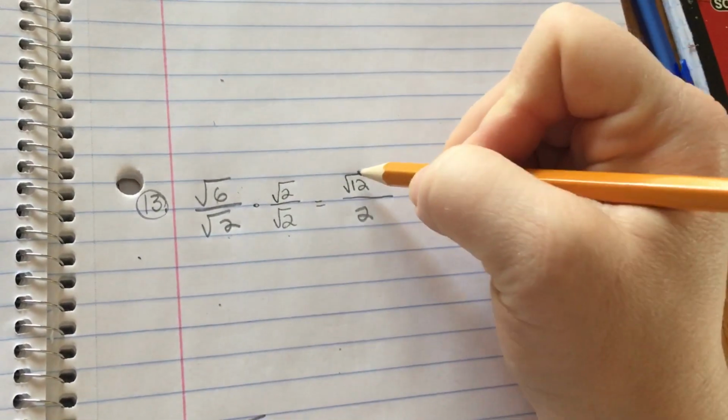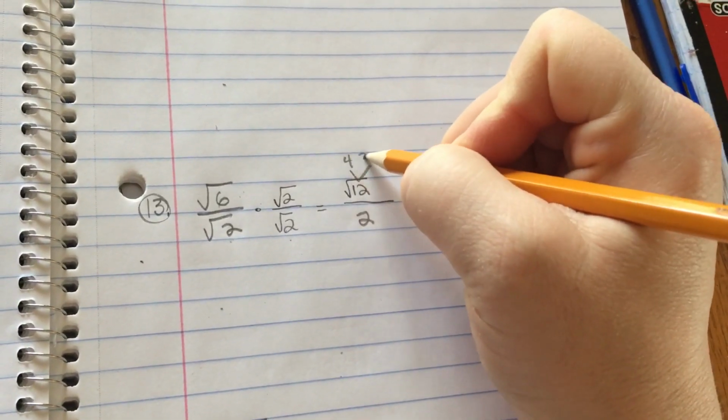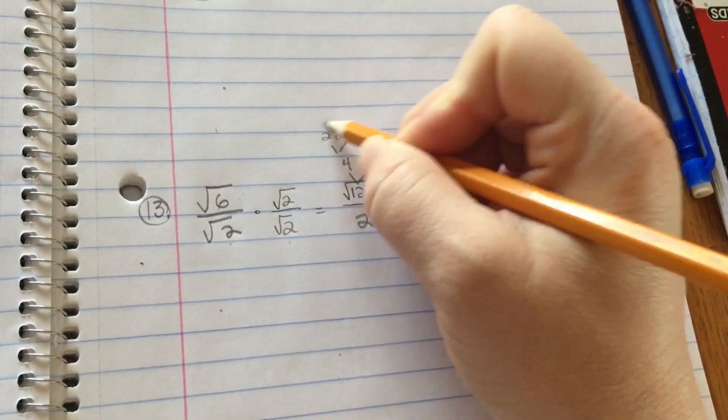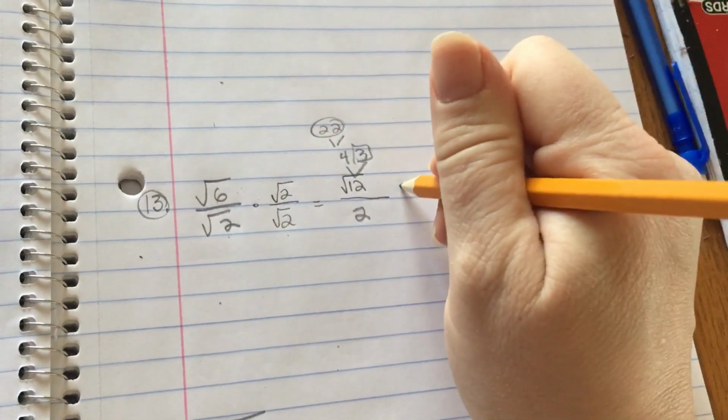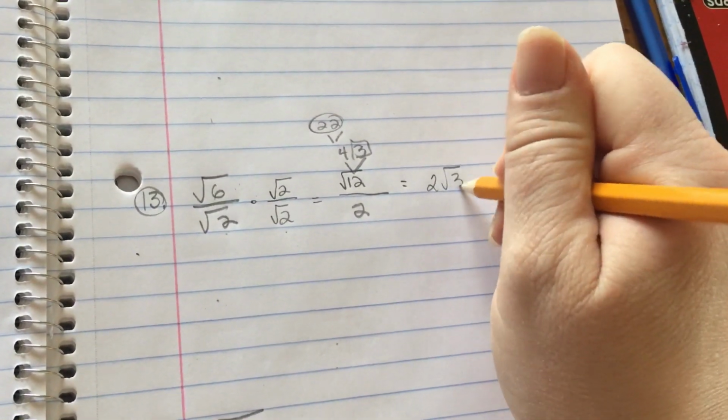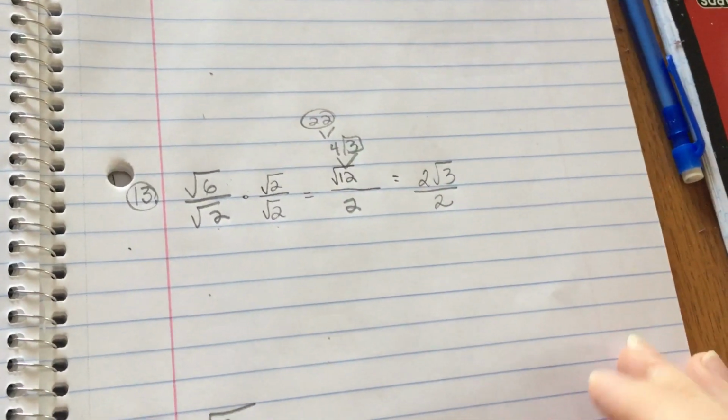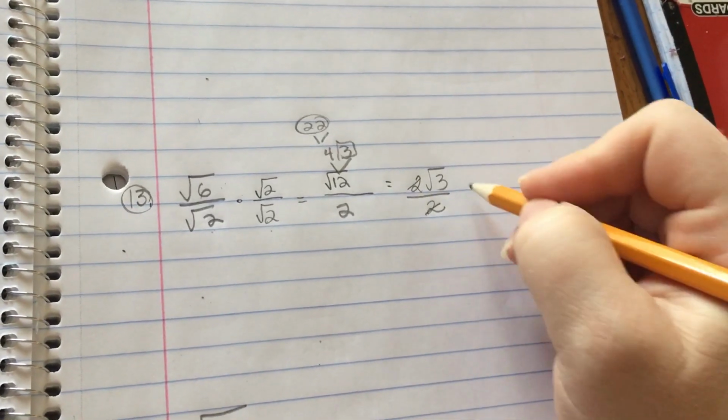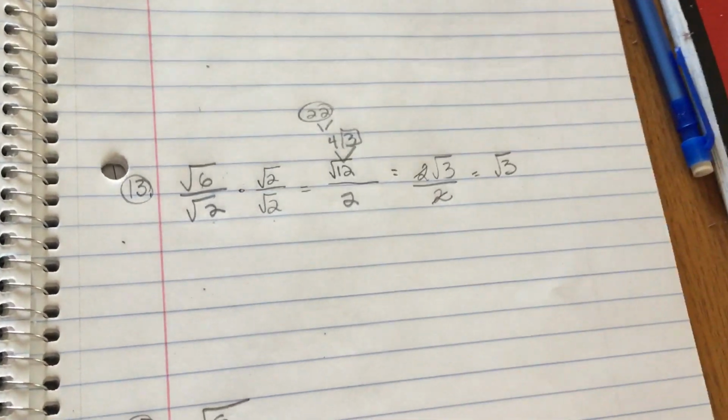You have to keep going. This is 4 and 3. And 2 and 2. So on the top you have 2 root 3. On the bottom you have 2. The 2's reduce, so you have just root 3 again.